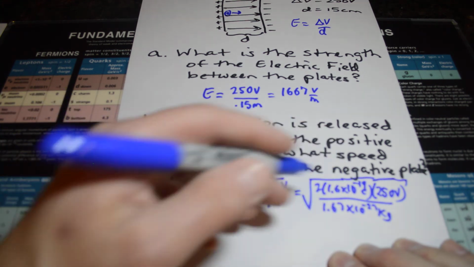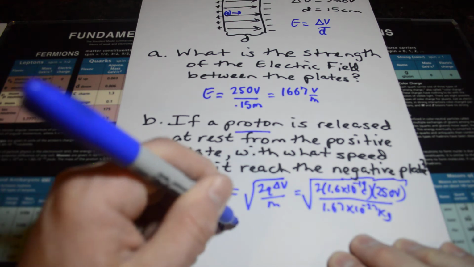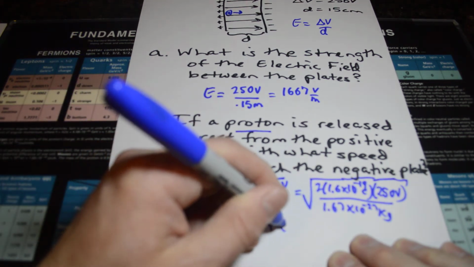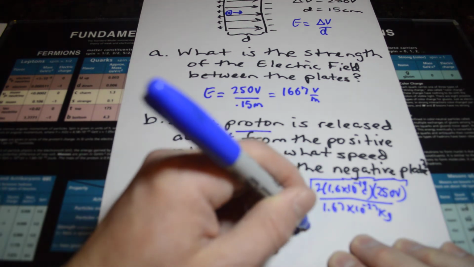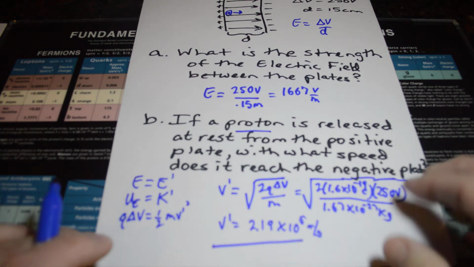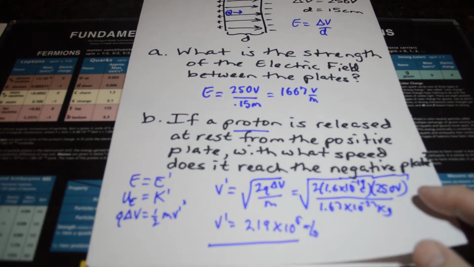You can figure out the units just to make sure that it's meters per second. Look through what a volt is, a joule per coulomb. Your coulombs cancel. If you do the math on that, I'm getting 2.19 times 10 to the 5th power meters per second would be the speed of that proton by the time it reaches the plate. Okay, so that's that part of the problem.